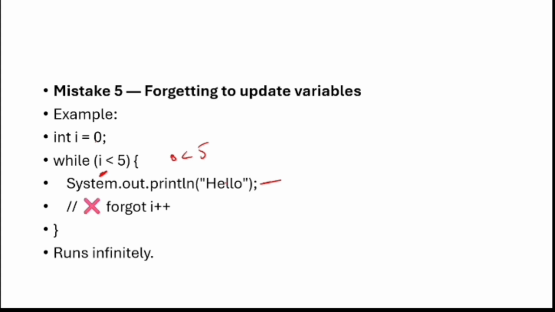Again it will check for i value 0. 0 less than 5, yes. Again it will print hello. The i value is not incremented, again i is 0 only, so again 0 less than 5, yes. So it will go on printing hello, hello, hello, so it will run infinitely. So you need to mention i++ here. You need to update this i value to run this loop 5 times.